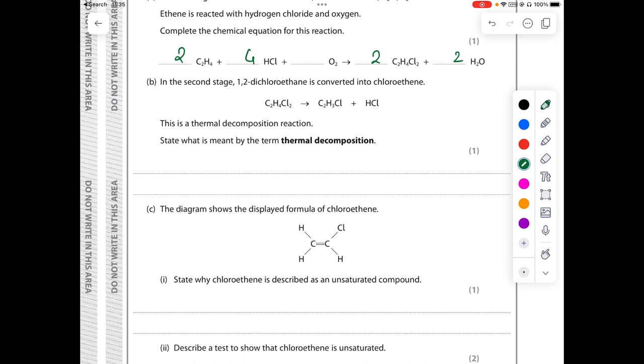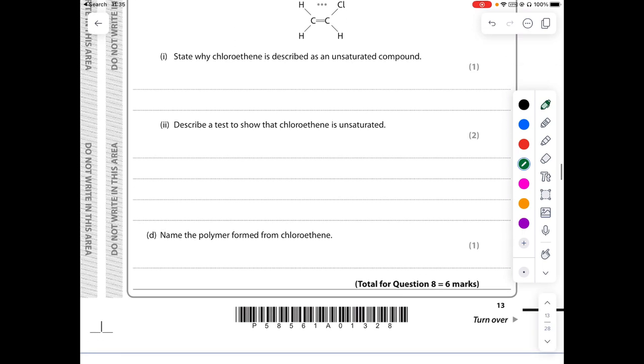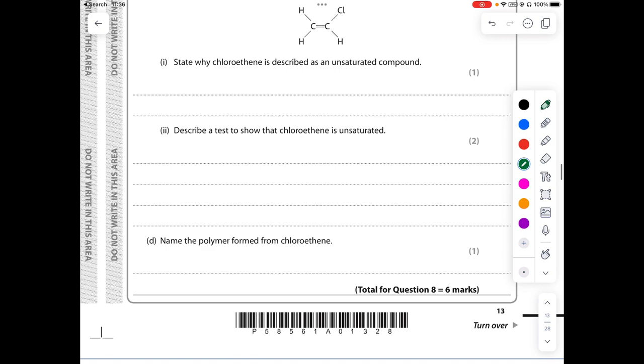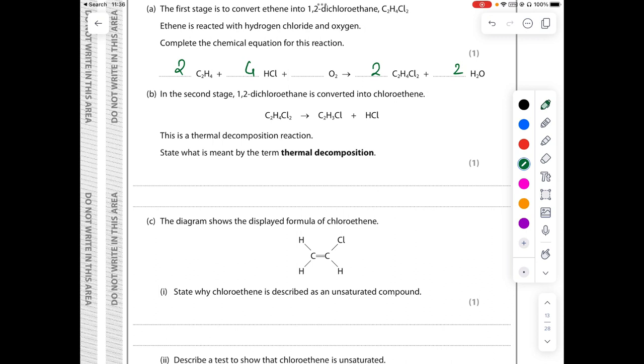In the second stage, 1,2-dichloroethane is converted into chloroethene. This is a thermal decomposition reaction. What is the meaning of thermal decomposition? Breaking down of a compound by use of heat.